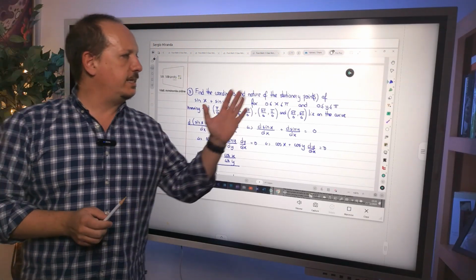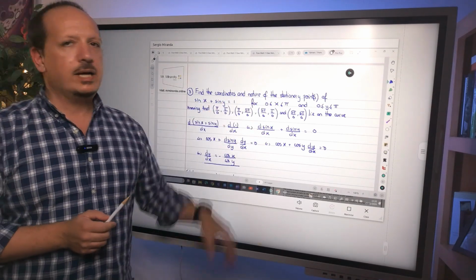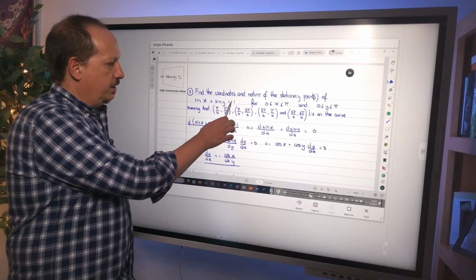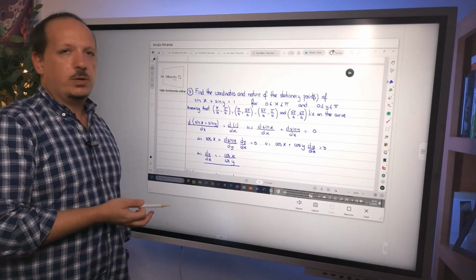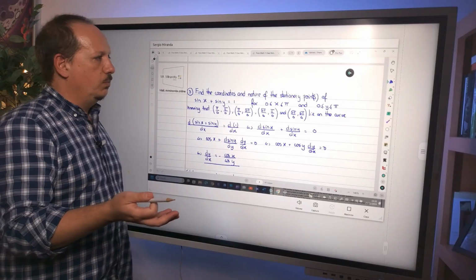Find the coordinates and nature of the stationary points of sine of x plus sine of y equals 1. This is also an implicit function. It is defined in terms of x and y in the same expression. All right? So you just have to follow the same rule.